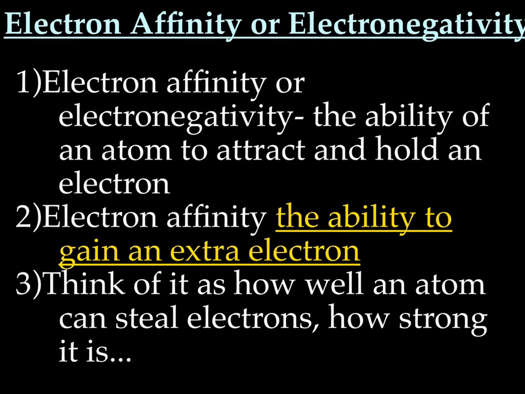All right, let's discuss electron affinity or electronegativity. Electronegativity is the ability of an atom to attract and hold an electron. Okay, the definition is the exact opposite of the definition of ionization energy. Electron affinity is the ability to gain an extra electron. I like to think of it as how well an atom can steal electrons, how strong it is.